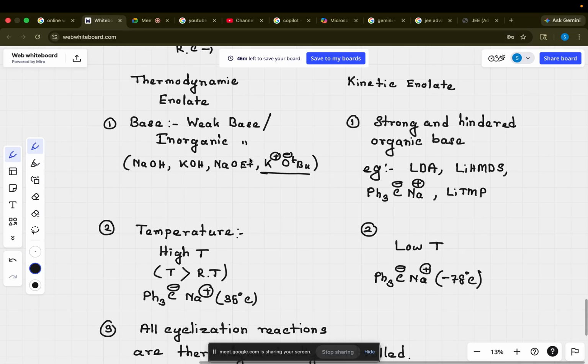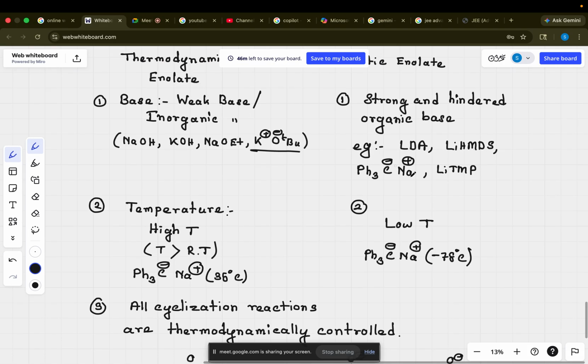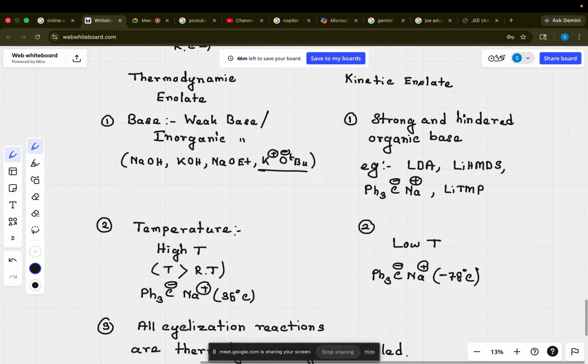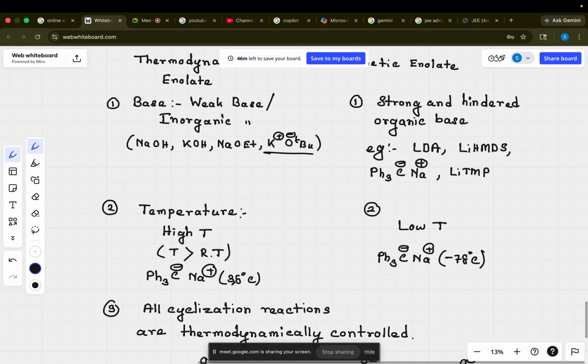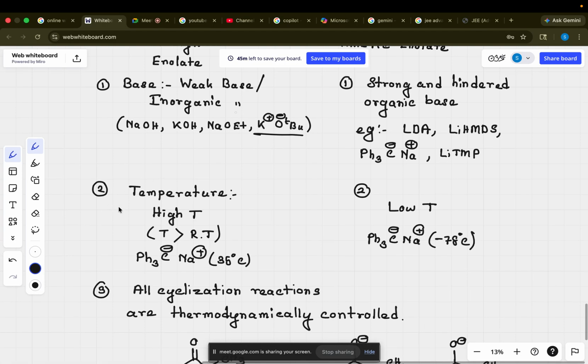Now, what are the factors you have to remember? First thing is the nature of the base. If you have a weak base or inorganic base like this, you will get the thermodynamic enolate. If you have a strong, bulky, and hindered organic base like LDA, or this triphenyl kind of thing, you will get the kinetically controlled product. Second thing is your temperature. If you have high temperature, it will be the thermodynamic enolate. If you have low temperature, you will get the kinetically controlled product. Now suppose you are using the base LDA, but you are doing the reaction at room temperature or higher temperature, that time also you will get your thermodynamic enolate. So temperature is very crucial.